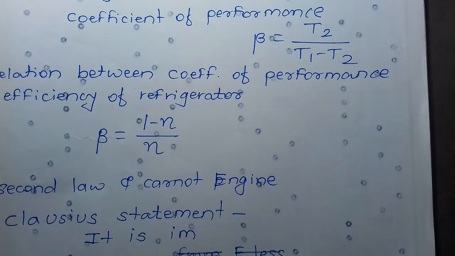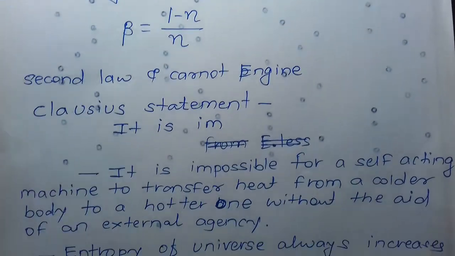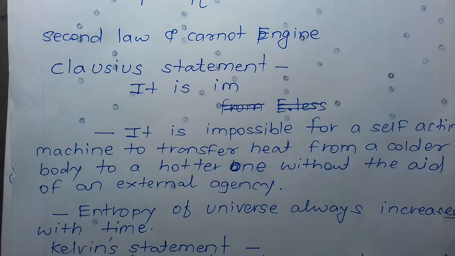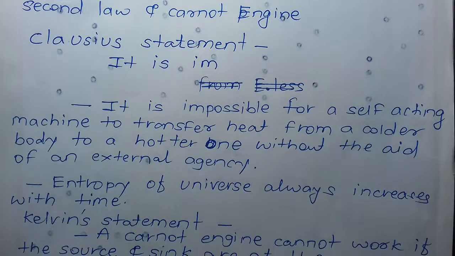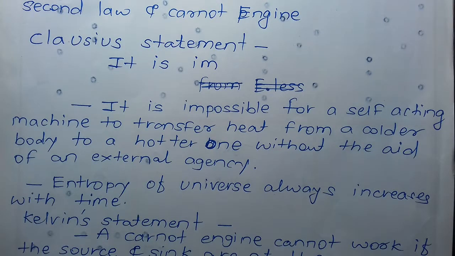Then Carnot engine, second law of thermodynamics and Carnot engine. Then Clausius statement. It is impossible for a self-acting machine to transfer heat from a colder body to hotter one without the aid of an external agency. It is impossible to transfer heat from colder body to hotter body without the help of external agency.